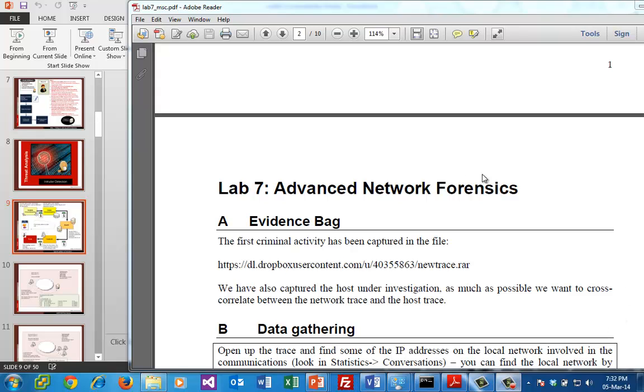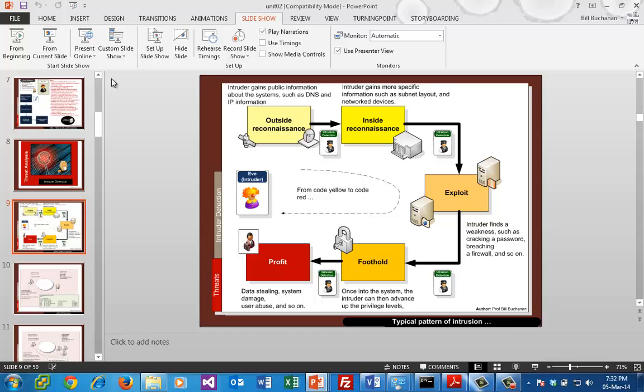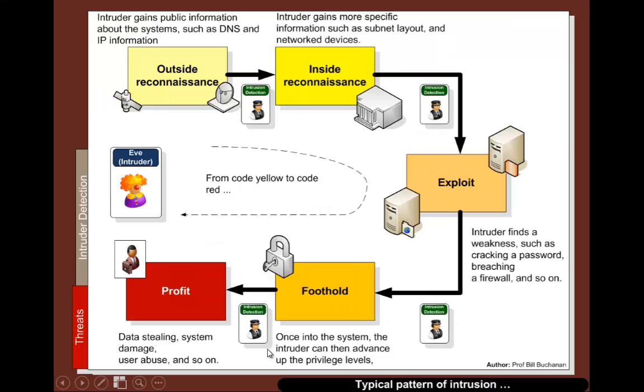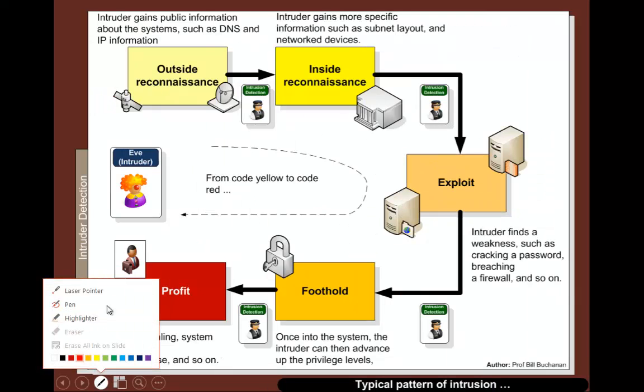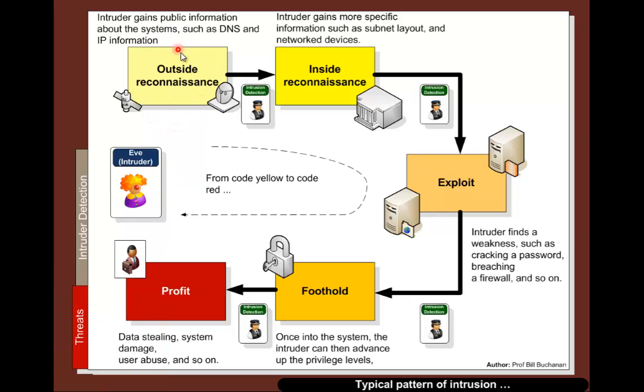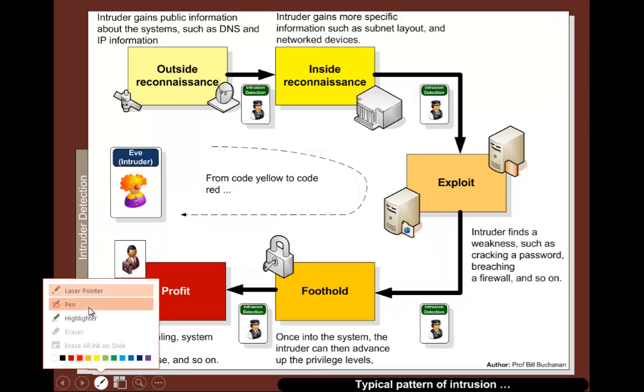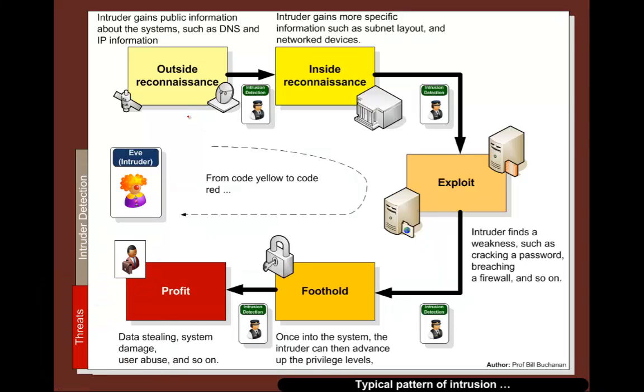So let's look at the Advanced Networks Forensics Lab. What we've done is we've recorded a real crime or a suspicious crime activity, and the task is really to very quickly find out what really happened. So this is the typical route that an intruder might take to be able to get to a profit stage.